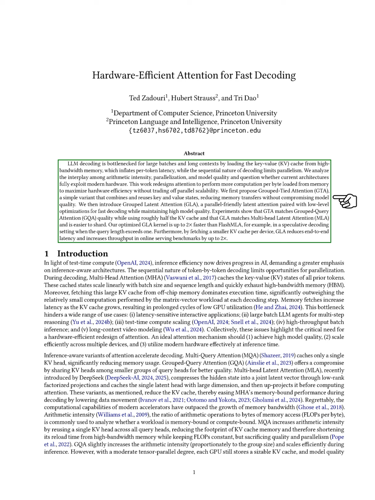By tying the KV states, we load a single state into memory, reuse it for both keys and values, and share it across a small set of query heads. This approach reduces memory transfers, roughly doubles the arithmetic intensity, and halves the KV cache size compared to GQA with the same number of groups. Our experiments indicate that performance metrics remain comparable to those of GQA.